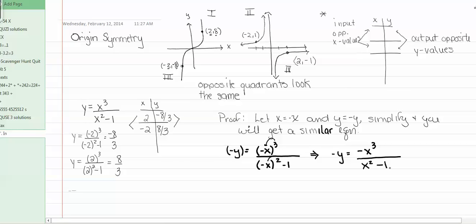Now you can see this isn't exactly what I started with, but it's an equivalent equation. If I multiply both sides by the number negative 1, I'm going to get positive y equals. When you multiply the other side by negative 1, you only multiply the numerator by negative 1. So this becomes positive x cubed over x squared minus 1. And I'm back to the original.